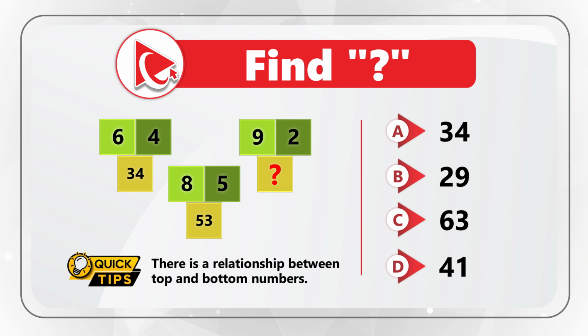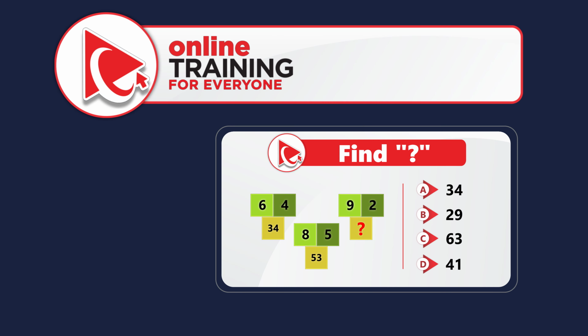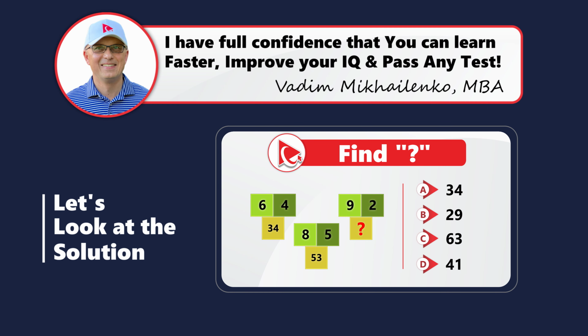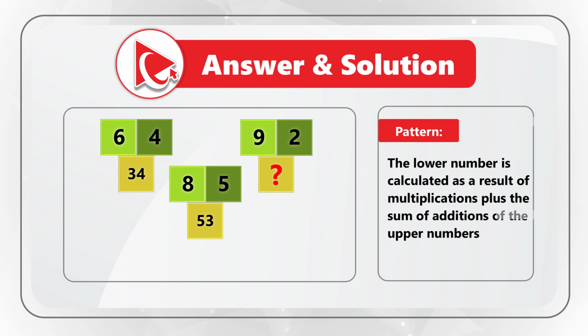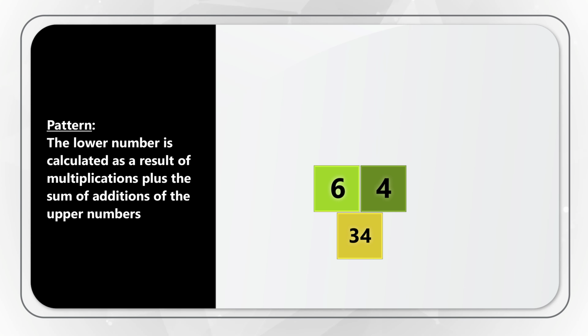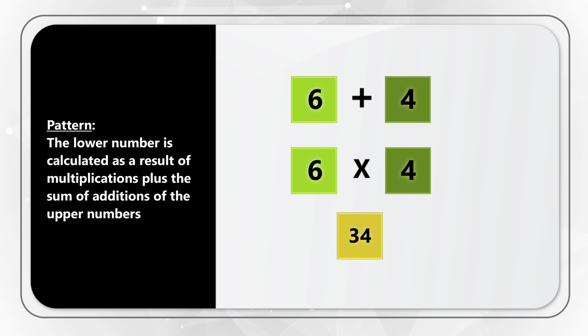But this is about as much as I'm gonna give you, because I'm moving forward to share with you my version of the solution. And obviously, if you have a better way to solve it, please make sure to post in comments. I think there is a very interesting and unusual pattern here between the top 2 numbers and the bottom number. In fact, the lower number is calculated as a result of multiplication plus the sum of the upper numbers. Let's look at the example.